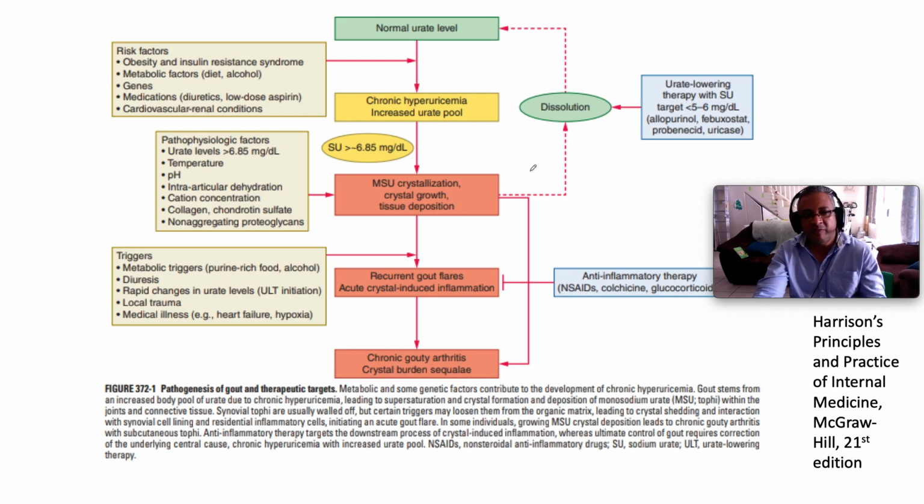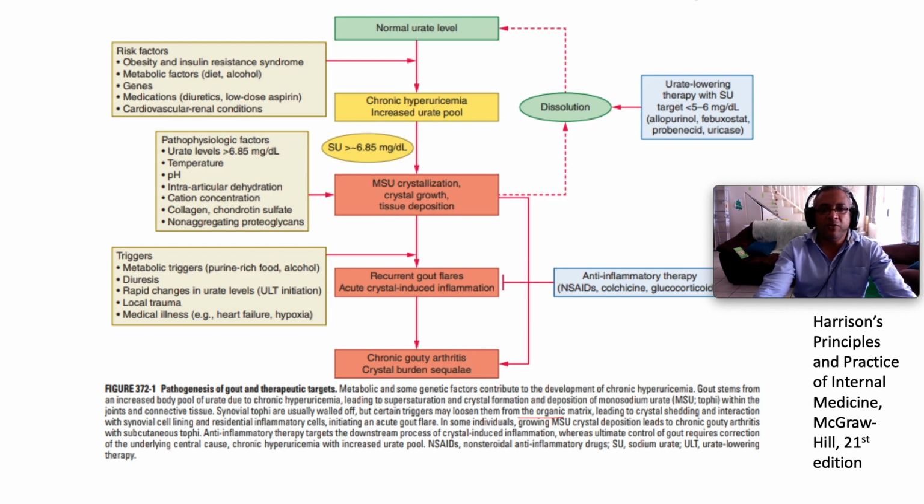Gout, as you know, stems from an increased body pool of urate due to chronic hyperuricemia, leading to supersaturation and crystal formation and deposition of our beloved monosodium urate crystals within the joints and connective tissue. Synovial tophi are usually walled off, but certain triggers may loosen them from the organic matrix, leading to crystal shedding and interaction with synovial cell lining and residential inflammatory cells, initiating an acute gout flare.